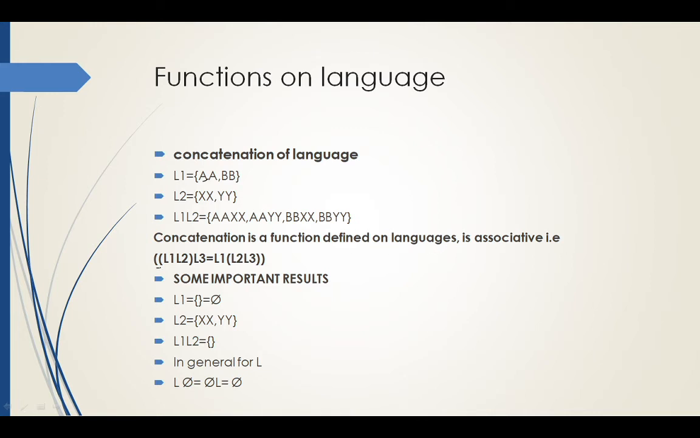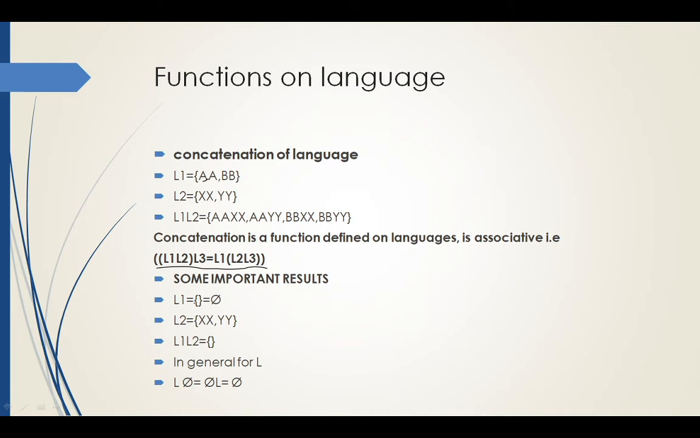Next, concatenation, a function defined on languages, is associative. You can show this associativity on the concatenation of languages. When you concatenate the L1 value with the L2 value, and then combine that with L3, it is equivalent to concatenating L2 with L3, and then concatenating L1 with the resultant strings. So this is the associative rule. Okay, so this is all about the functions on languages.